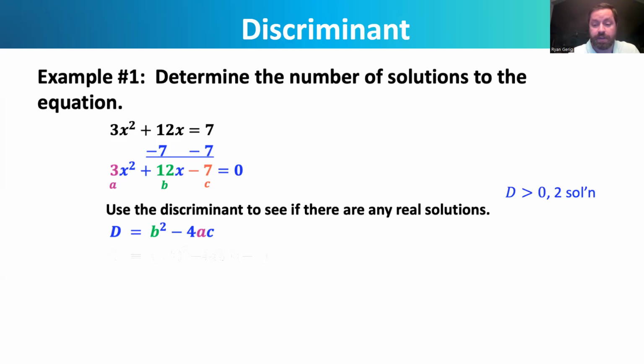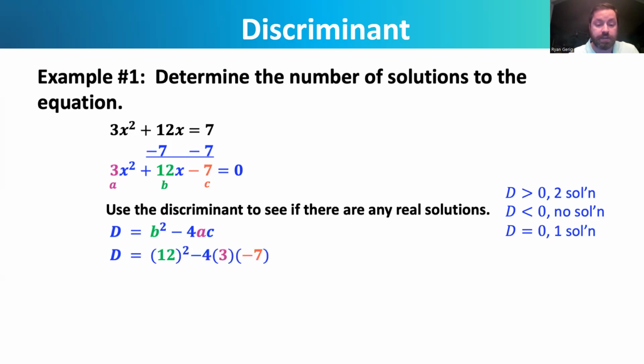Again, reminder, if the number we get is bigger than 0, it's two solutions. If it's less than 0, there's no solutions. If it's equal to 0, there's one solution. So let's plug them in. So 12 goes in for B. A is 3, C is negative 7. When you type that in your calculator, you should get 228. That's a positive number. So that means it's going to have two real solutions.